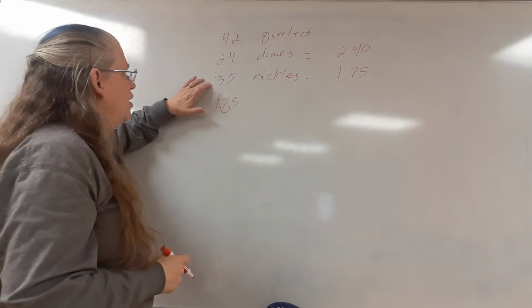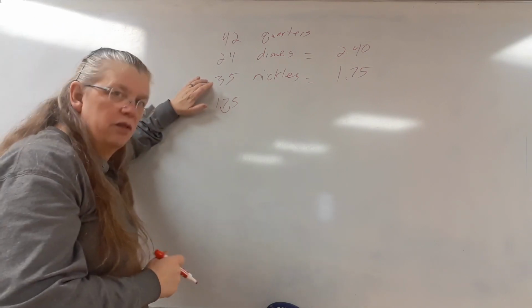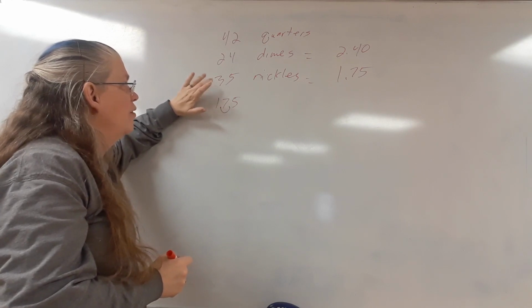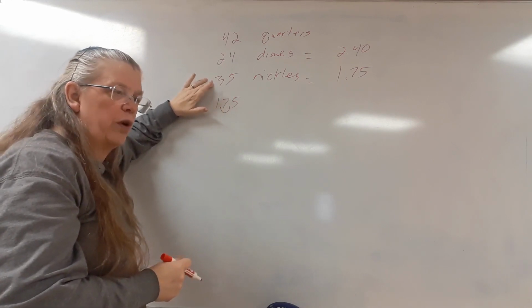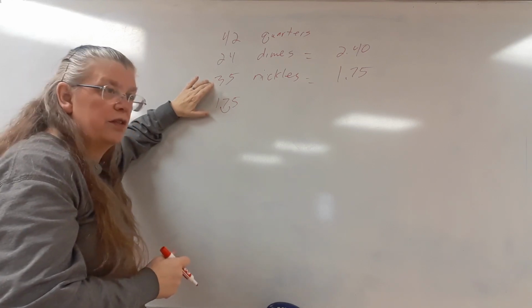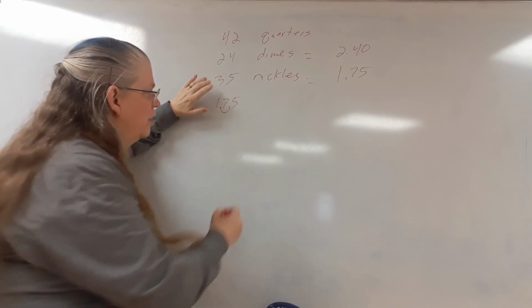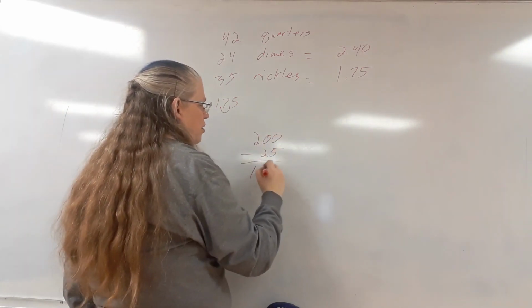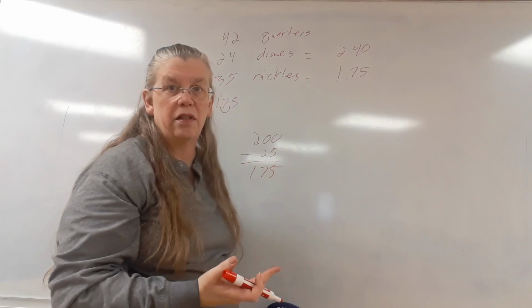Another way to do this one is to say, okay, it's 20 nickels to the dollar, and we are 5 nickels short of 40, which would be $2. So 5 nickels is 25 cents. So we've got $2 minus 25 cents is $1.75. That's another way to do that one.